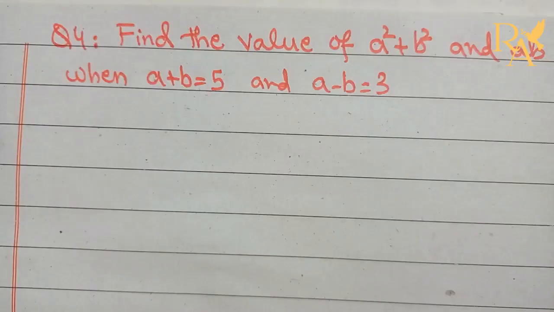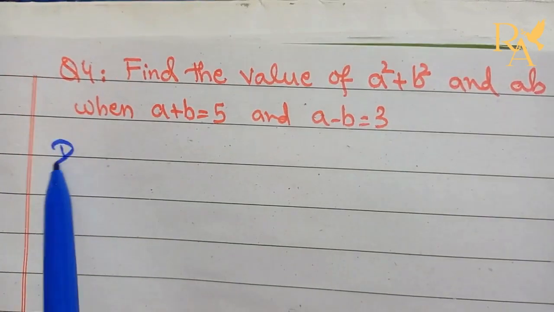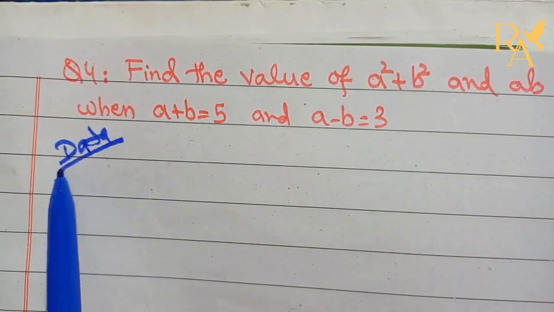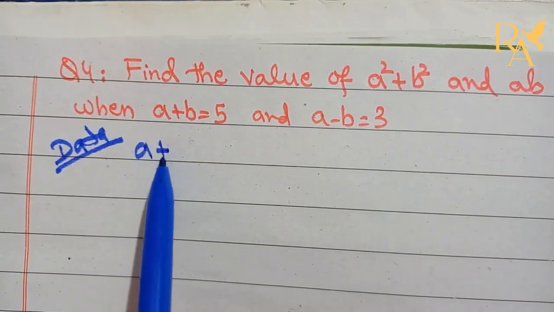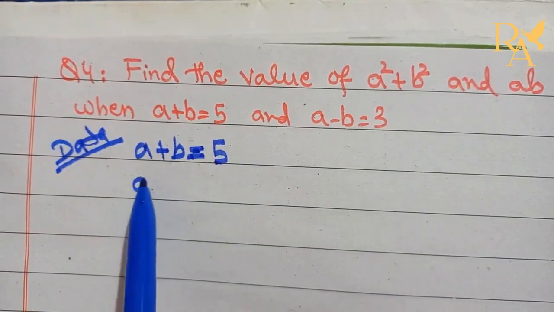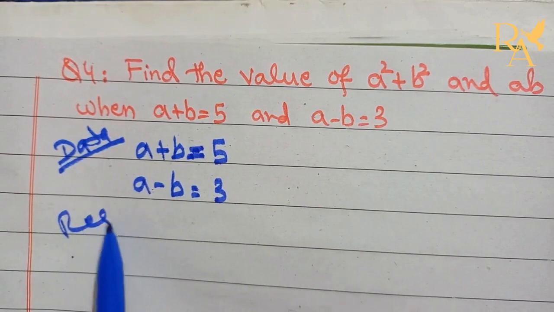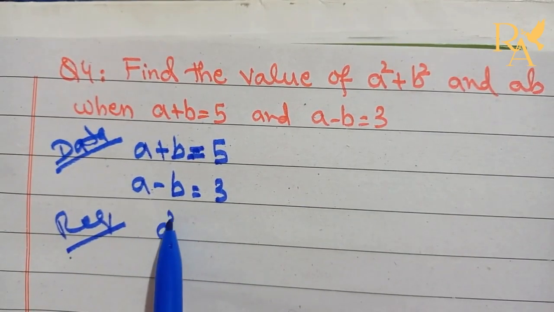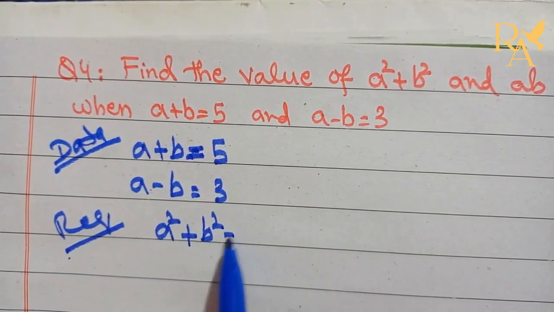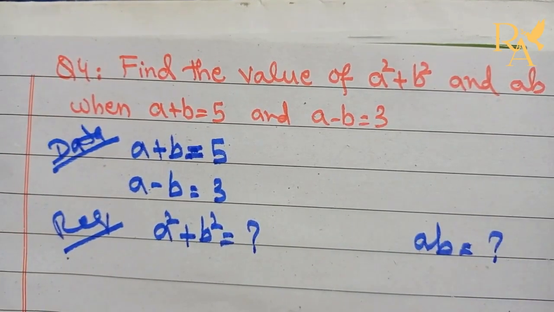Again, in this question, we have to find the value of A square plus B square and AB. What is given? A plus B is equal to 5. A minus B is equal to 3. Required: A square plus B square and AB. Both are required.